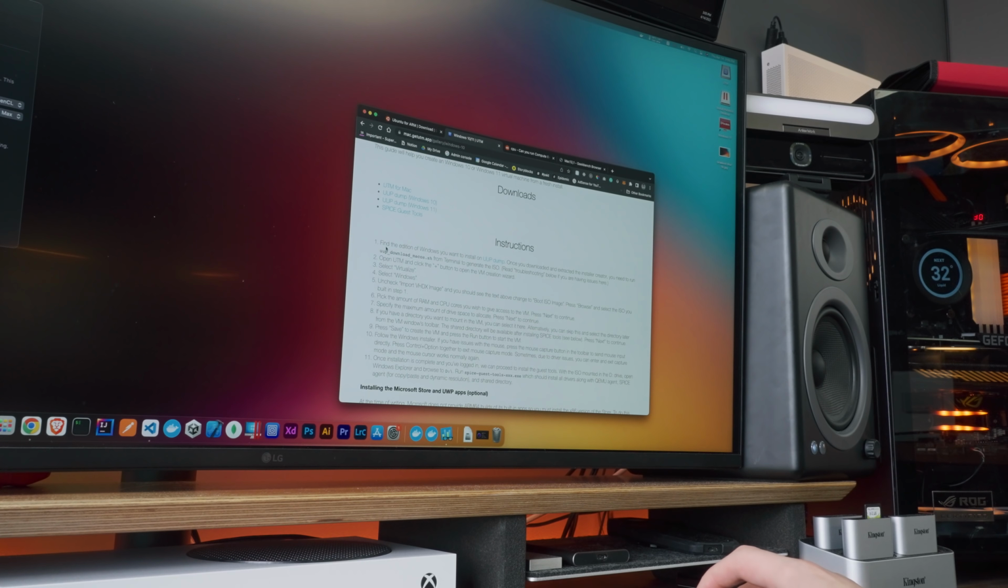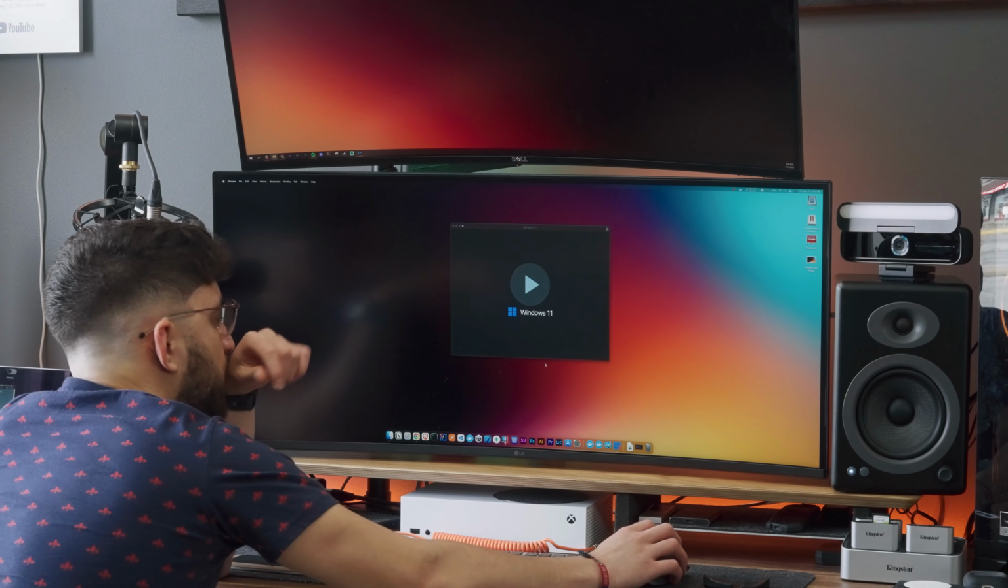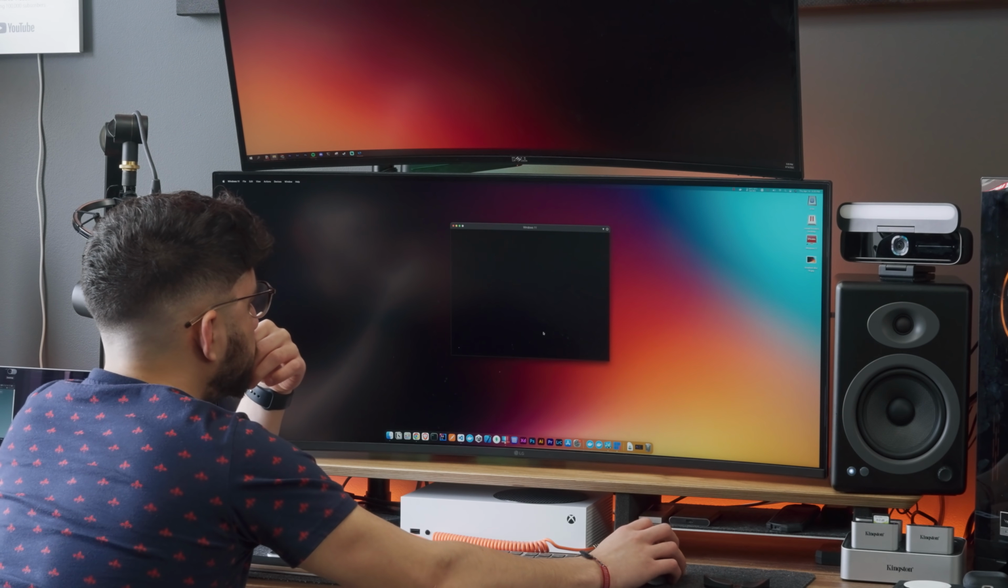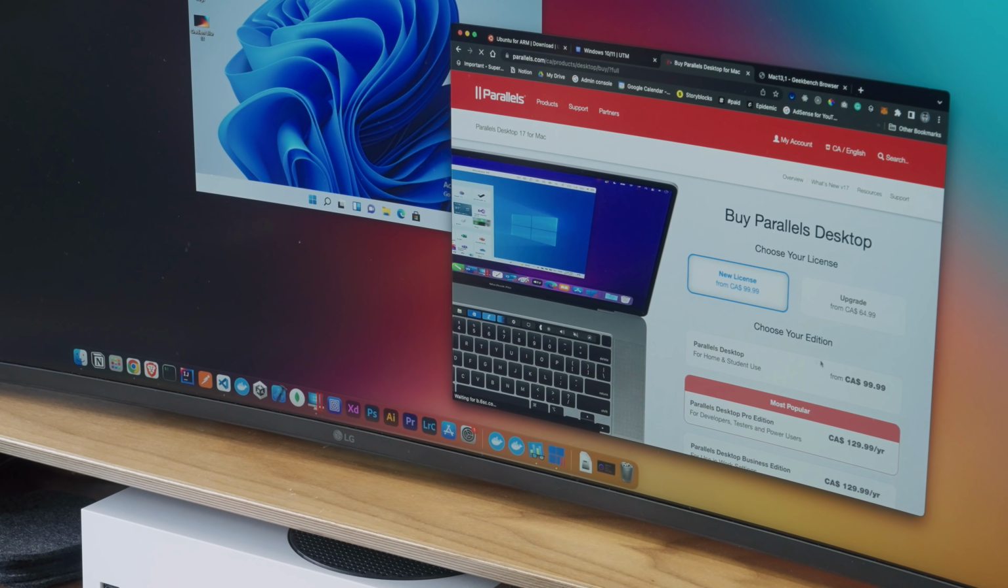Just know that installing Windows on UTM is hell. That's why I recommend using Parallels. Well, it's not the only reason as to why I recommend it, but off the bat, Parallels is a lot more functional. Just know that it comes at a cost.